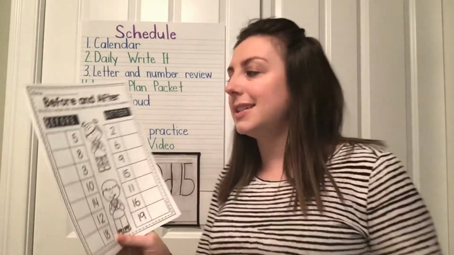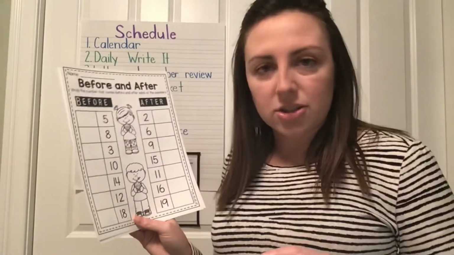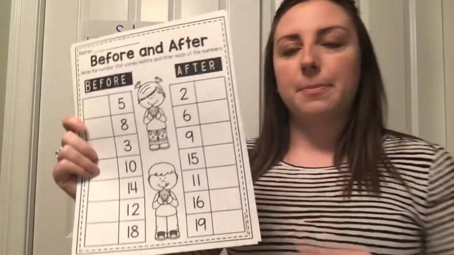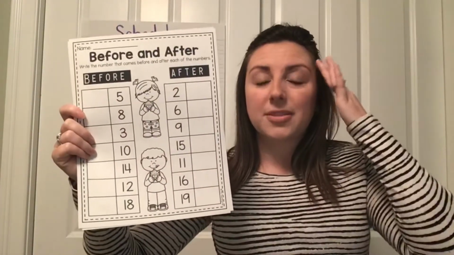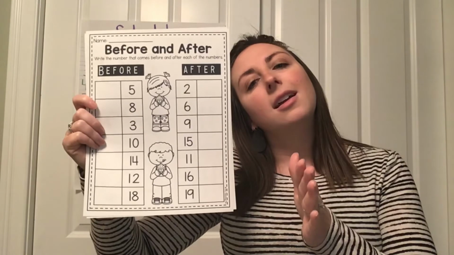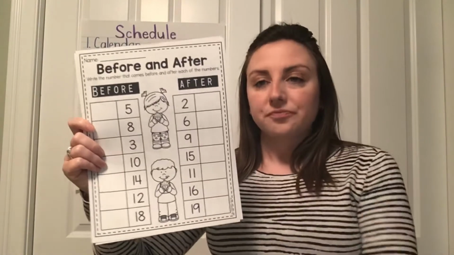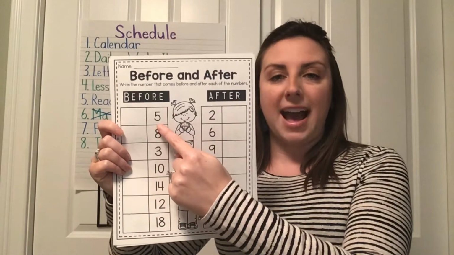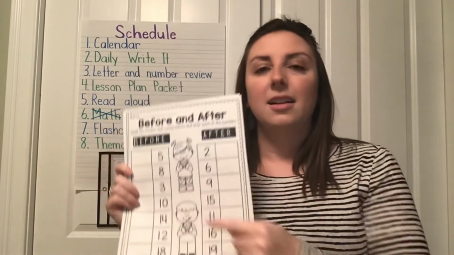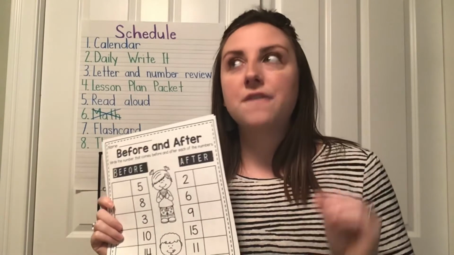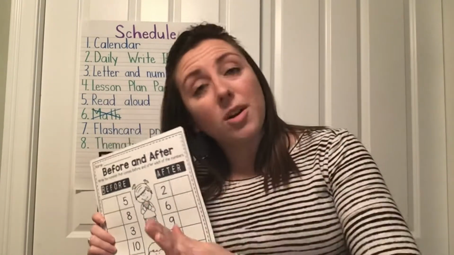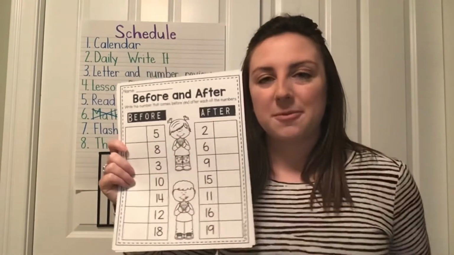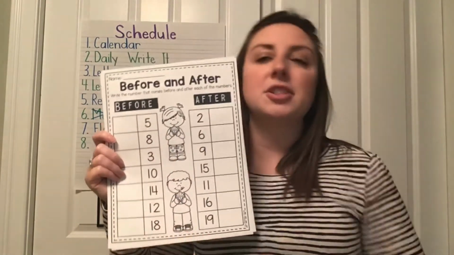Your math paper today, this should be pretty quick too, just like yesterday's. So this is a before and after paper. What you're doing is you're thinking about the numbers that come before and numbers that come after. Here's your before column. Which number comes before 5? Well, 1, 2, 3, 4, 5. 4 comes before 5, so I would write 4 before the 5. You'll do all the before numbers for this column.